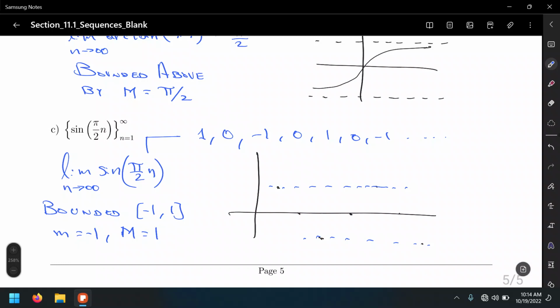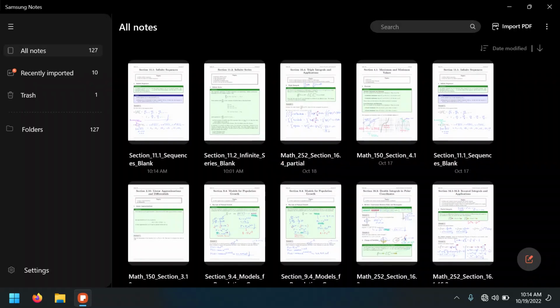And I believe this concludes the section, so let's move on to the next topic, infinite series. All right, so we already finished the sequences part. Let's move on to the next part. Series.